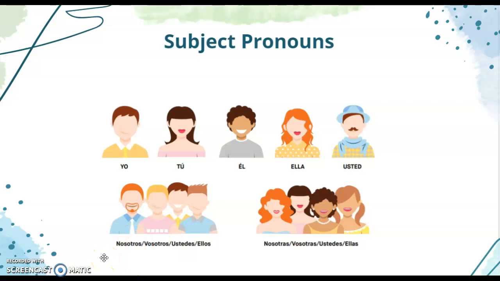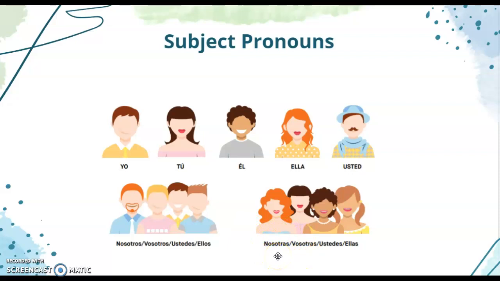Nosotros means we. Vosotros is you, plural, if it's informal. And people don't really use vosotros very often. It's uncommon, so we're not going to really use vosotros after right now. Ustedes is you, plural, formal. And then ellos means they.